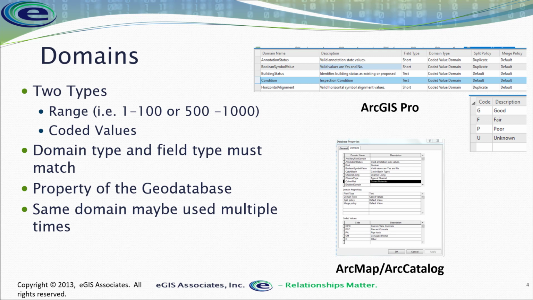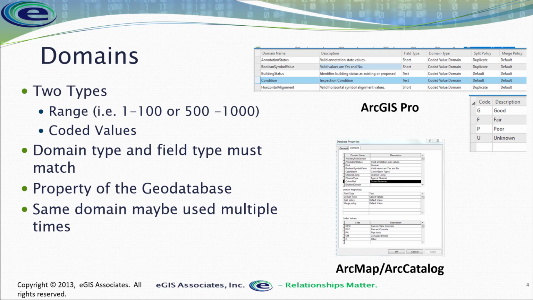field, right? So a range domain can only be assigned to numeric fields. So it's got to be a short integer, a long integer, a float, a single, those types of numeric fields, right? And what you do is you assign a range, right? It can go from this number to this number. From 1 to 100, 500 to 1,000. And then you can validate that domain against your data and find any entries that are wrong.